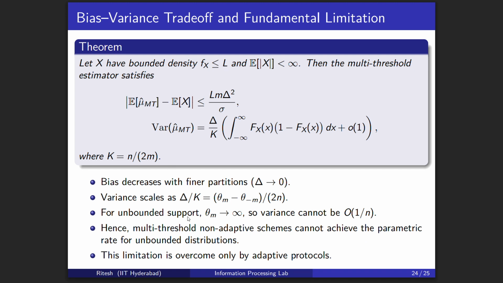So if you're considering unbounded supports, that's theta m tends to infinity. So the variance cannot scale linearly in order of 1 by n. Hence the multi-threshold non-adaptive scheme cannot achieve the parametric rate for unbounded distributions. So this is the limitation we have observed, and this limitation is overcome only by the adaptive protocol. So in non-adaptive, even if we use multi-thresholding, it won't help too much. That's why this motivated us to go for the adaptive protocol.